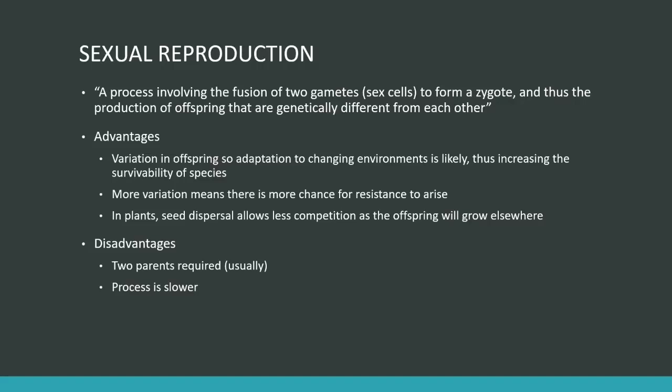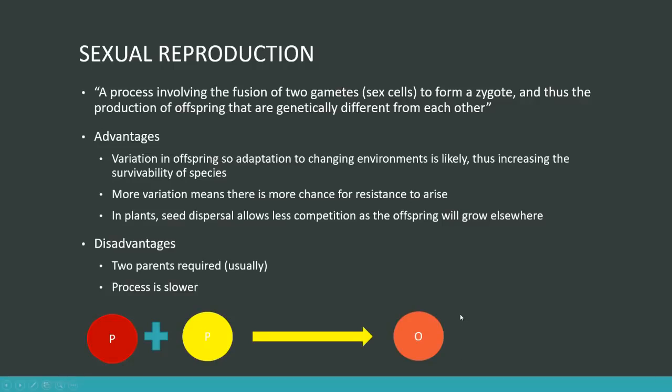And in plants, seed dispersal will allow less competition since the offspring will grow elsewhere, so you're not competing for water, nutrients, and things like that, which is a good thing. The main disadvantages of sexual reproduction is basically the whole process is a lot slower, and you need two parents. So when you have two parents and you need two cells to combine and fuse and develop, all that stuff takes a long time. So basically we've got one parent here, another parent there, they're different, and the offspring will also be different from the parents, and the offspring will also be different from other offspring, so a lot of variation.